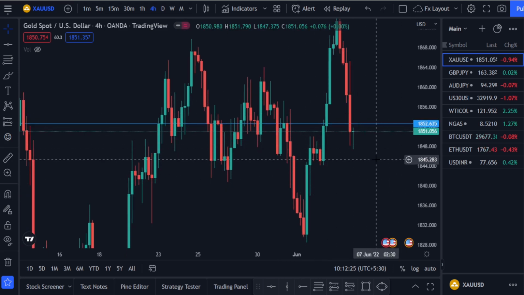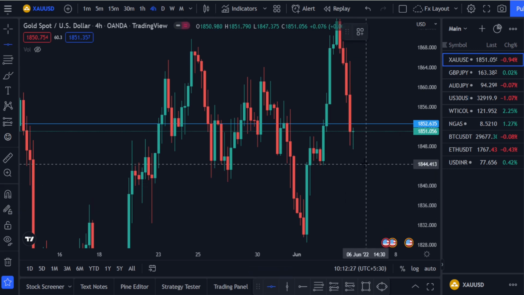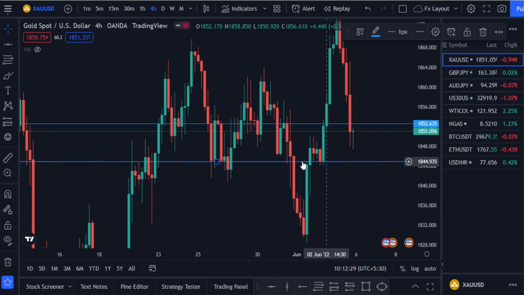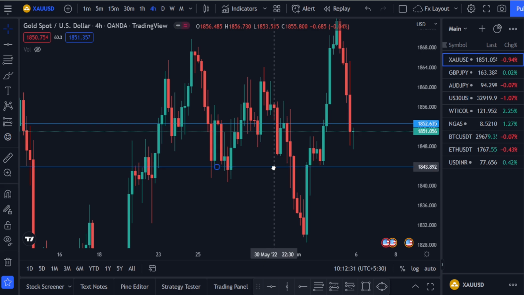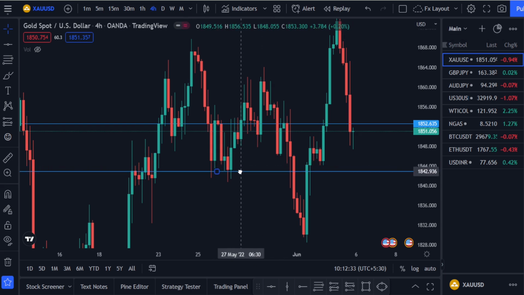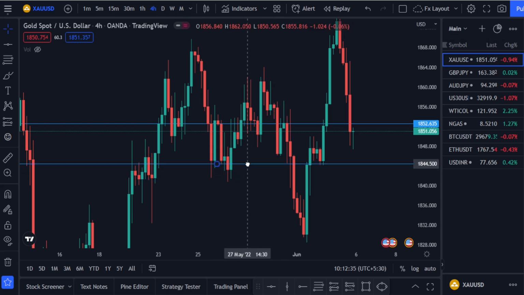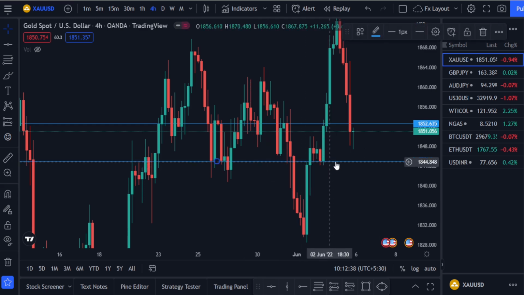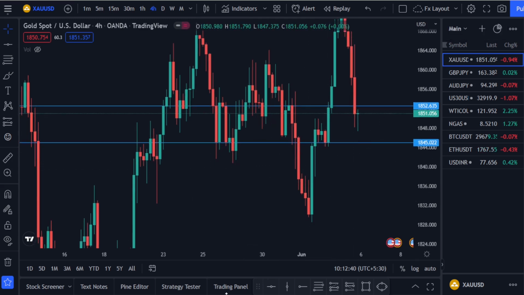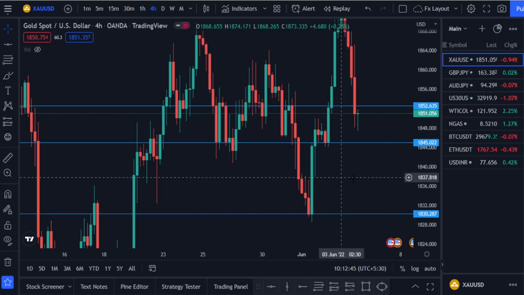Price broke and closed below the support, so we are expecting the price to move to the next support, which is right here. This is a support, and there is another support right here, and another support right here. So it's a bit of a tricky area, but we will keep our support right here. And then we can mark another support. The final support is right here, right?